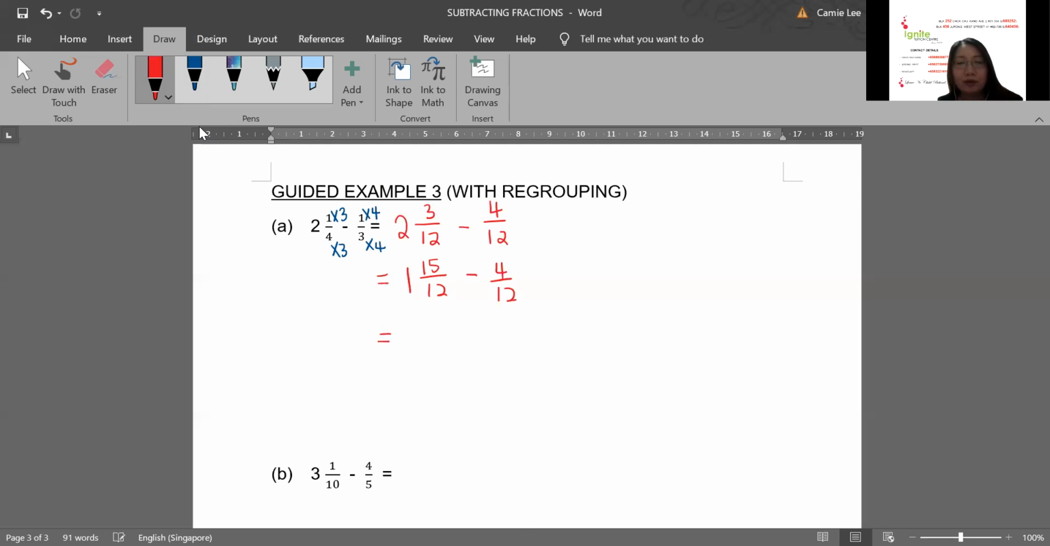Now your first fraction is greater than the second fraction. So 1 minus nothing is 1. 15 minus 4 is 11. The denominator is 12. So this is the final answer.